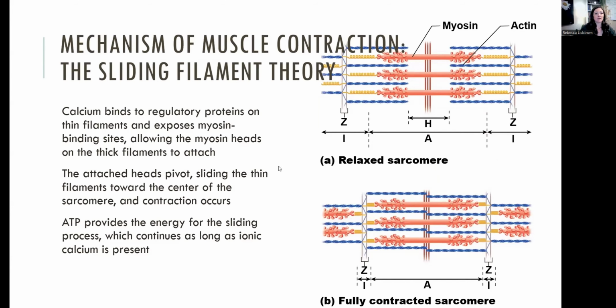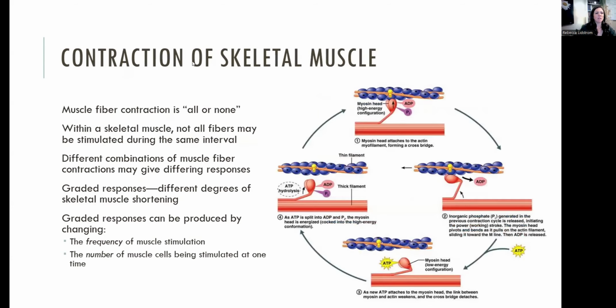Let's see, we talked about this already with that video. A muscle fiber contraction is going to be all or none. When the myosin head attaches to the actin filament, we create this cross bridge. We release that ADP and that inorganic phosphate, initiating what we call the power stroke, where that actin gets pulled across the top of the myosin filament. Now, for that head to be released, ATP has to bind, which allows the myosin head to go back to where it was.